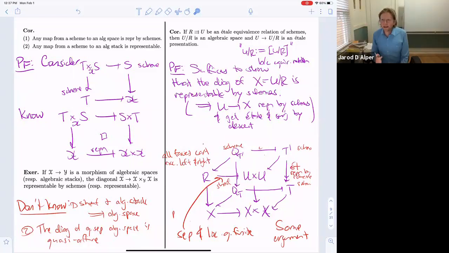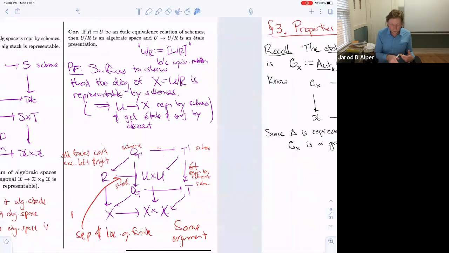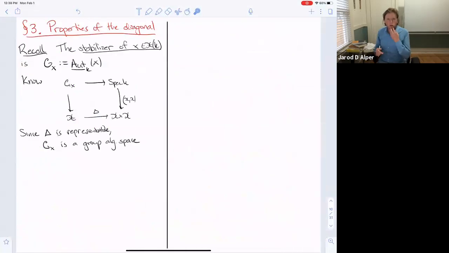All right, and maybe I'll end. I had ambitious hopes to get to dimension and tangent spaces today, but I think I'm just going to end with a summary: now that we know that the diagonal is representable, we can talk about properties of the diagonal. And then we'll end with this discussion.